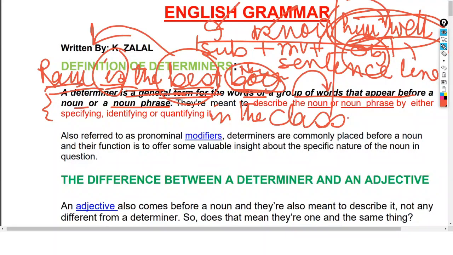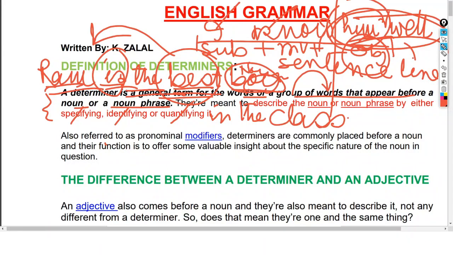This determines what? The noun or the noun phrase. Therefore, let us make it more simple. So a determiner is a group of words or words that comes before the noun or noun phrase in order sometimes to specify, sometimes to identify, sometimes to quantify the noun or the noun phrase.